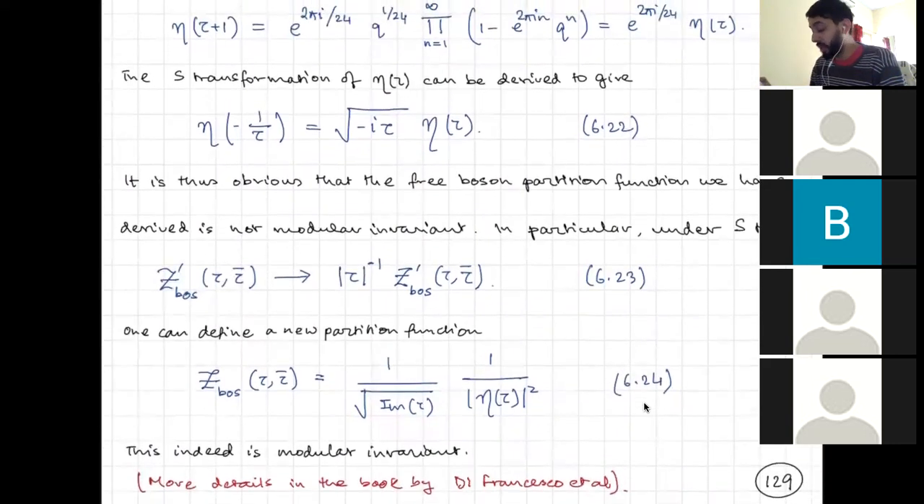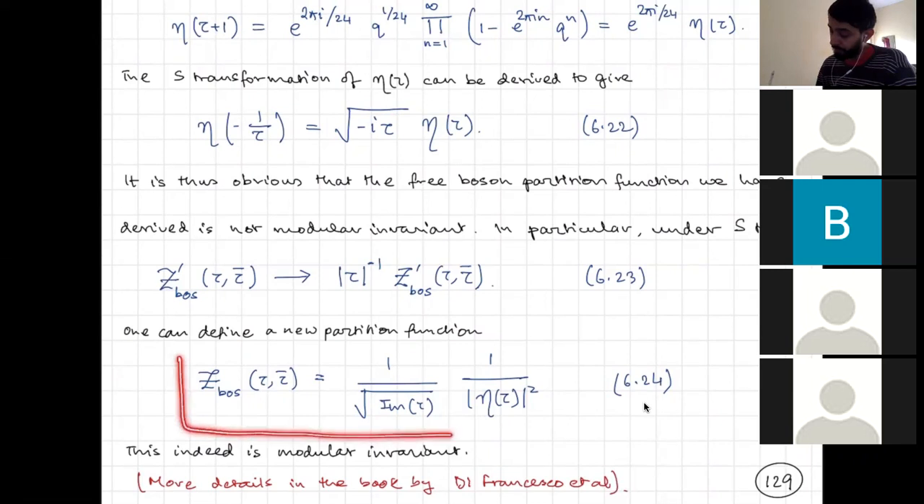You can actually do this more cleanly if you wish. It takes some amount of more work, but I refer you to the book by Di Francesco et al. for details of this. So the upshot is that this free boson partition function looks like this.